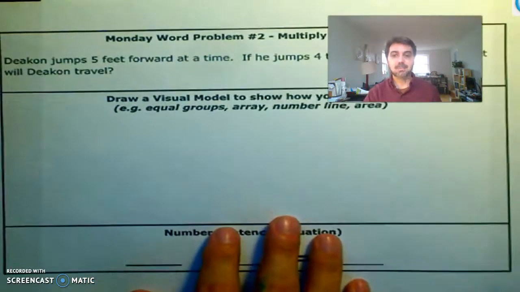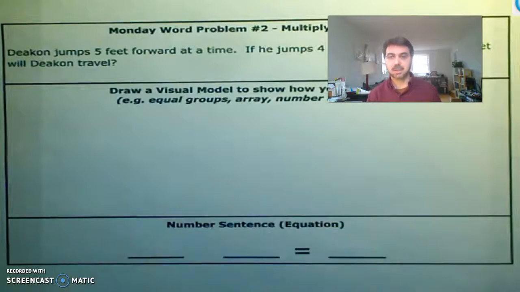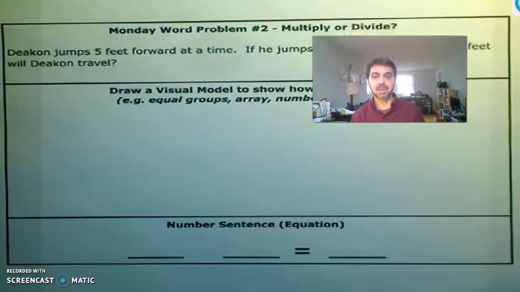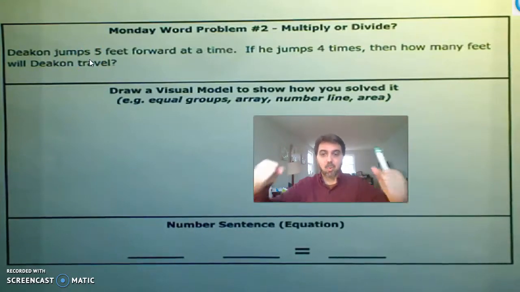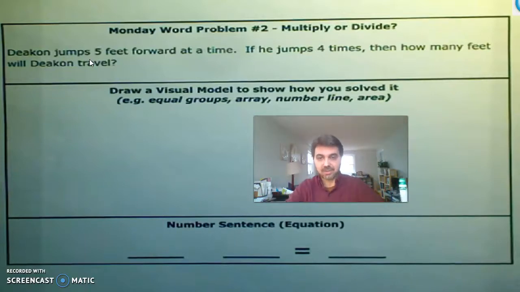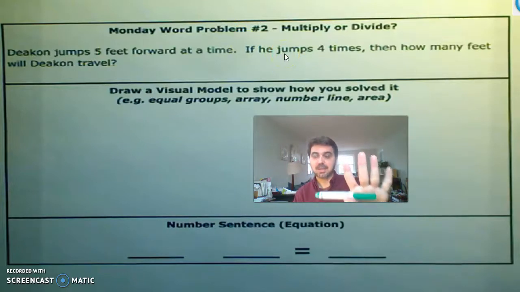All right, so the next problem that you're going to work on, it's either going to be multiplication or division. I'm going to read it to you. It says, Deacon jumps 5 feet forward at a time. So imagine, he can jump 5 feet at a time. 5 feet. 5 feet. If he jumps 4 times, then how many feet will Deacon travel?